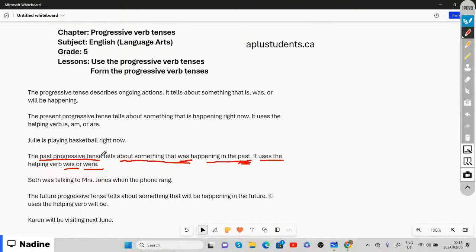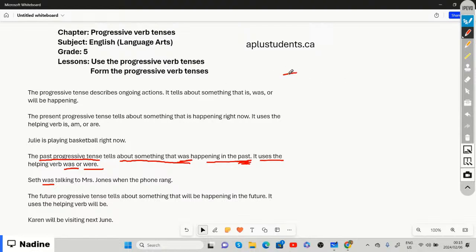And we have an example. It says, Seth was talking to Mrs. Jones when the phone rang. So was, right? So Seth, referring to one person, singular, right, that is doing the action, which is talking to Mrs. Jones when the phone rang. And if we were to use the word were, right?